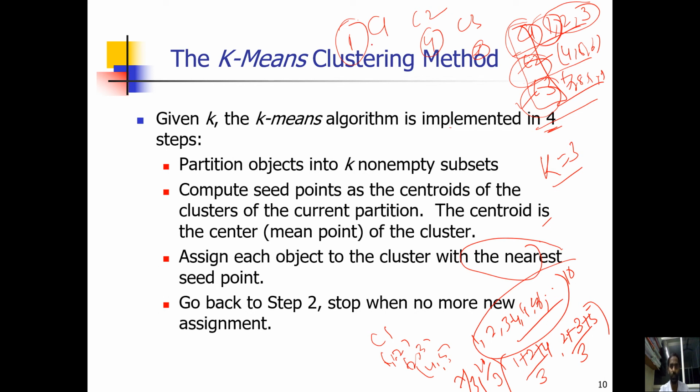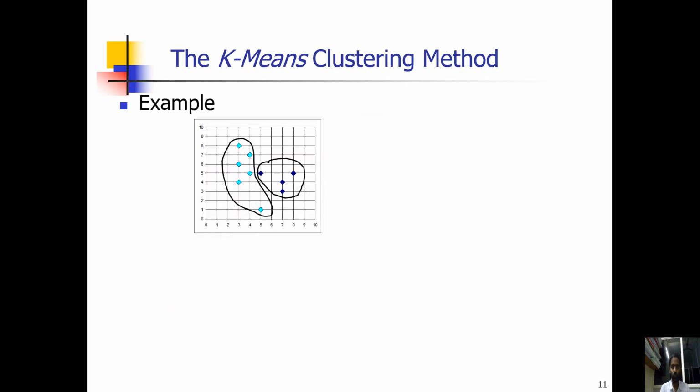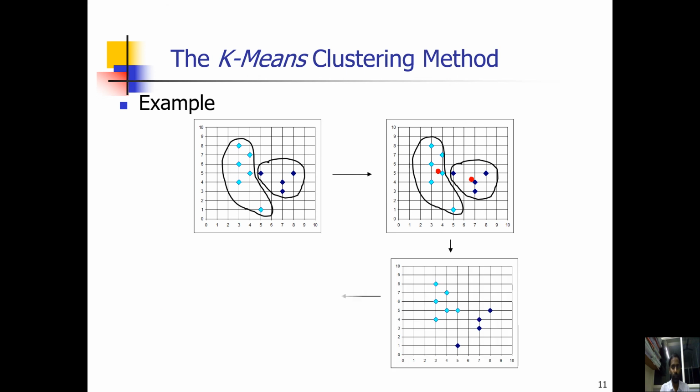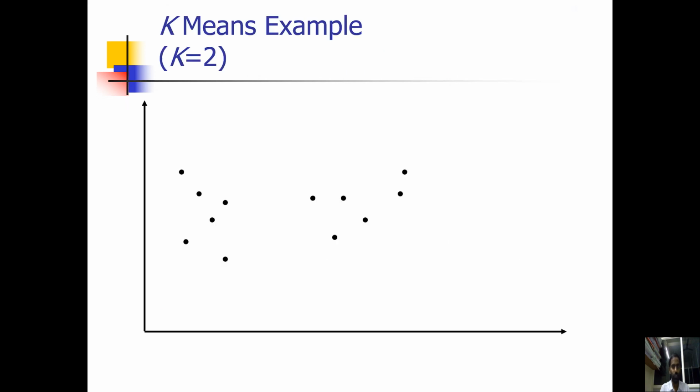Okay, that means the centroid for cluster 1 is object 1, the centroid for cluster 2 is object 4, the centroid for cluster 3 is object 7. Again we have to repeat step 3. So that means go back to step 2, stop when there is no more reassignment. Okay, this is the K-means clustering method.